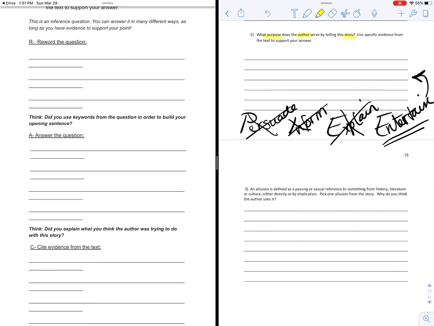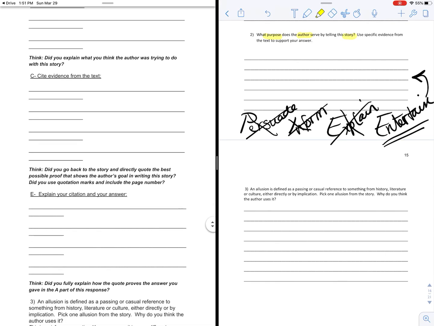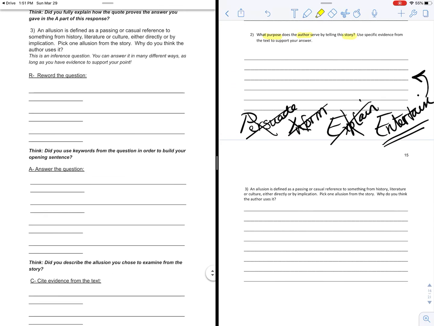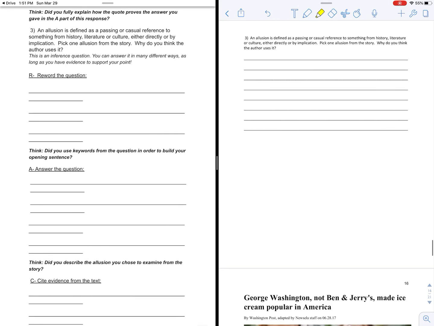And then, of course, the E step in RACE reminds you that you have to explain. So why does that particular part of the story prove that the author is trying to entertain you? Our last question that you'll be working on for Catching Cold is question number 3. And that asks about allusions. And that's part of the reason why we worked so hard talking about the allusions in the recording, or if you watch the YouTube video, which you should have. Allusions were a big deal in this, right?